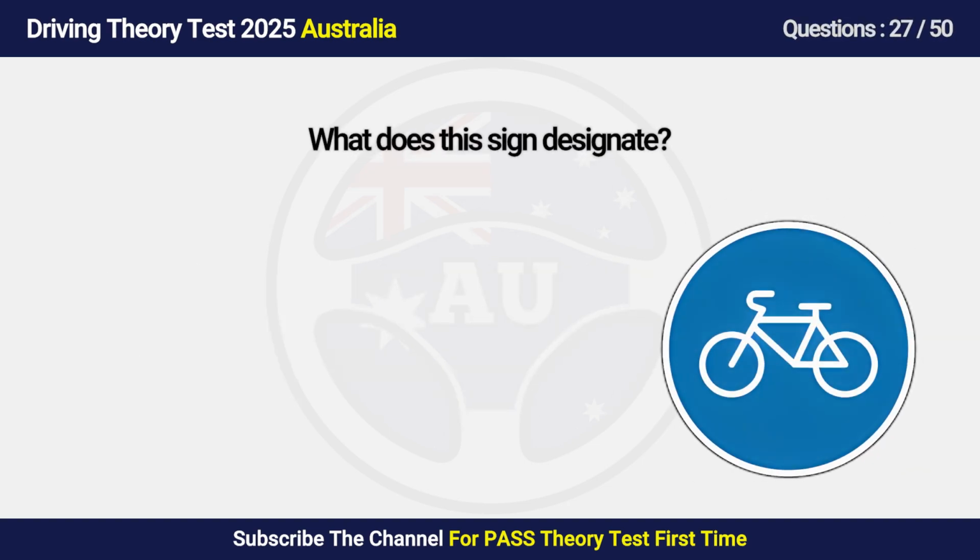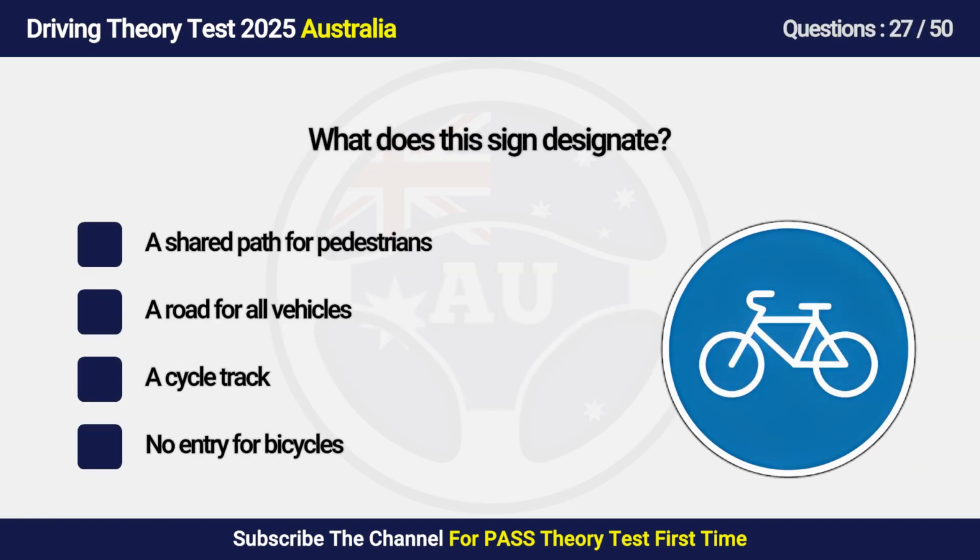Question 27. What does this sign designate? A. A shared path for pedestrians, B. A road for all vehicles, C. A cycle track, D. No entry for bicycles.